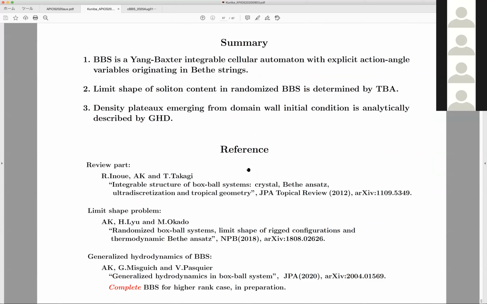And here are some capricious picks of the references, I'm sorry. I should say that the latter part of my talk is based on these collaborations. And the latest one is the higher rank version of this GHD analysis, which is almost done. I expect that we will upload a new preprint pretty soon on the arXiv about the so-called complete BBS. You will see. Anyway, this is the end. Thank you for your attention.